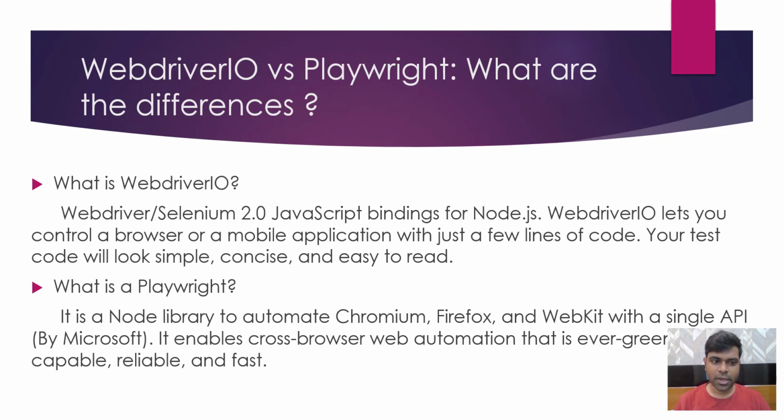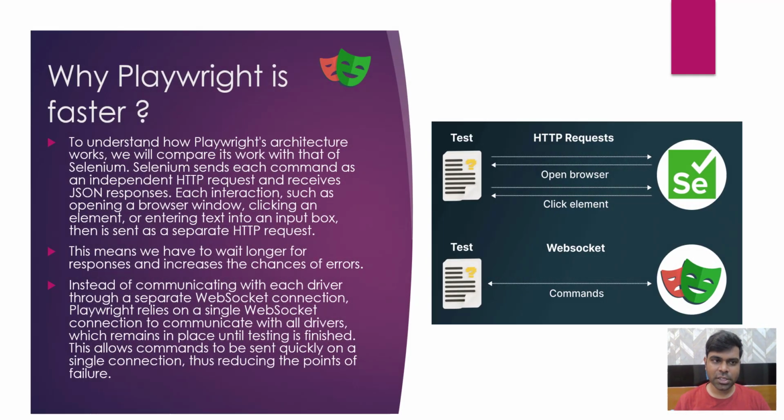What is Playwright? It is a node library to automate Chromium, Firefox, and WebKit with a single API by Microsoft. It enables cross-browser web automation that is evergreen, capable, reliable, and fast. Why is Playwright faster? To understand how Playwright's architecture works, we will compare its work with that of Selenium.